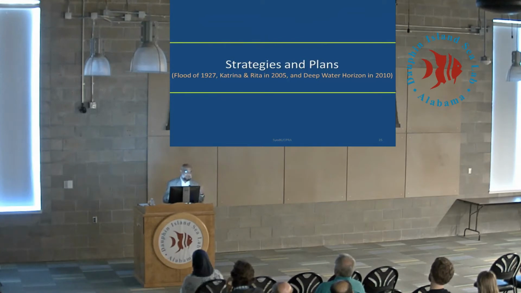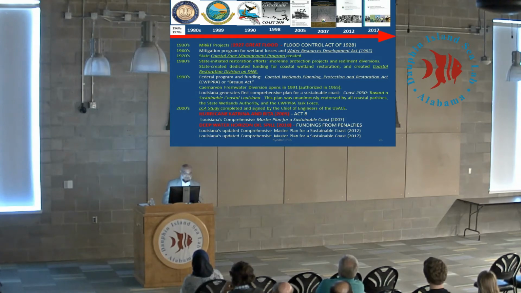There are three things which are really the turning points: the flood of 1927, Katrina and Rita of 2005, and Deepwater Horizon in 2010. And I'll show you what has happened with that. Just for reference, I have given you the 1930s, when we had the Flood Control Act of 1928. But the first indication that we realized in Louisiana that we are losing land was in the 60s. That was the first perceptible land loss. So somewhere in the 30s we started having the levees, but we felt the loss in the 60s, 30 years later.